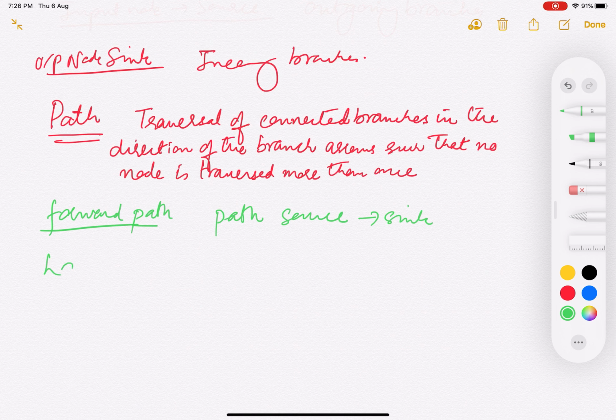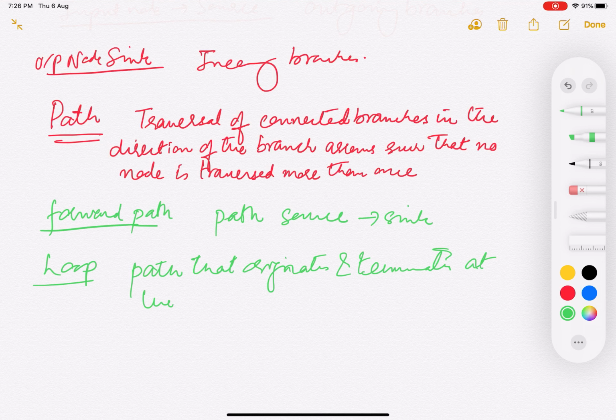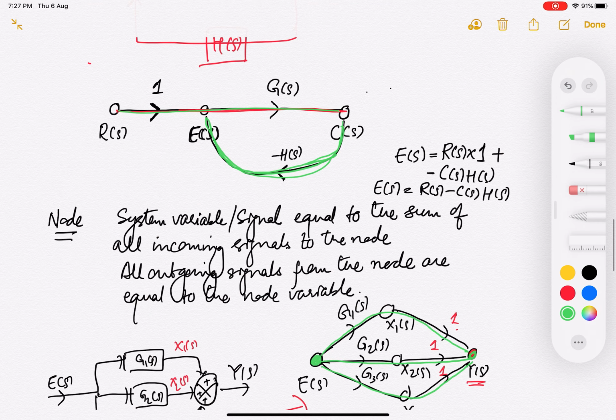Then you have loop. You define a path that originates and terminates at the same node as a loop. Now look at this. We have a loop here. Yes, we have a loop here. A very good example of a loop is this.